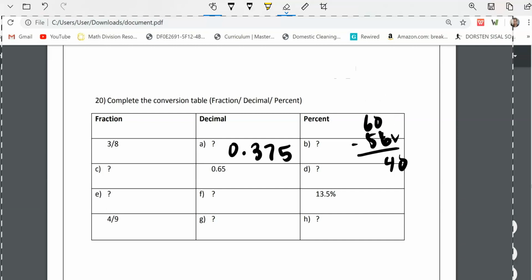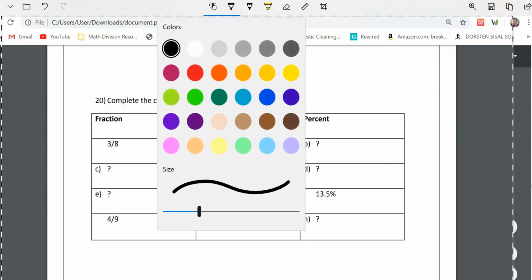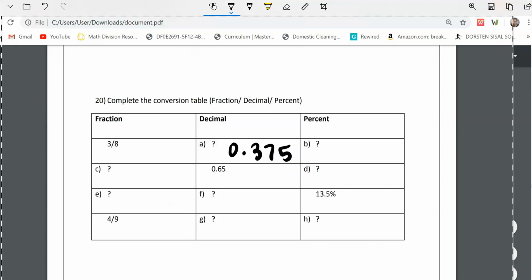Pause the video wherever you need to. Sorry, it's a little messy. All right, so now let's go to, I'm going to go a little bit smaller. So percent would be 62.5%.